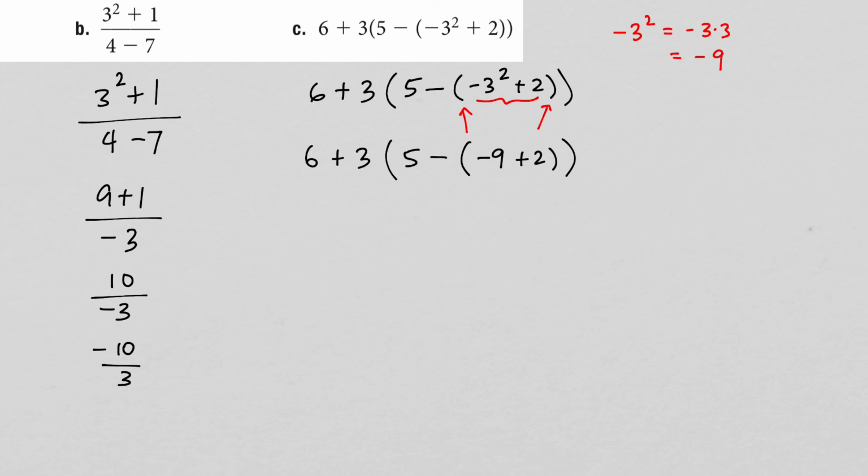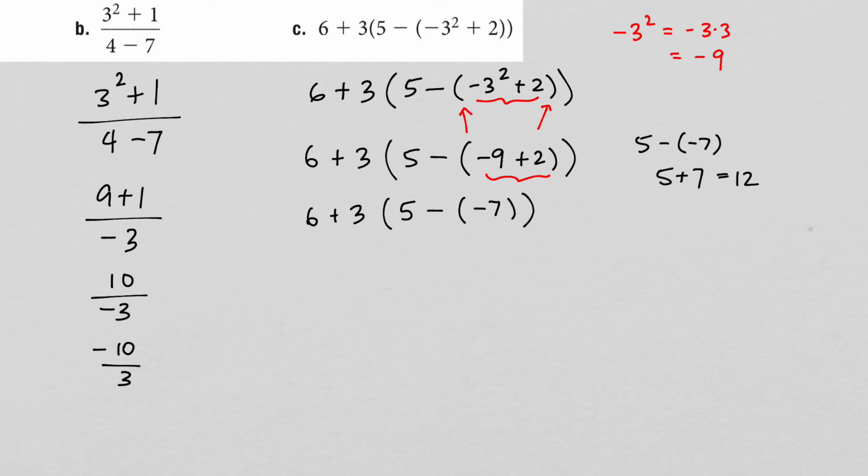Now, I still need to do negative 9 plus 2, which is negative 7. So again, everything else stays the same. And now, this set of parentheses is done. So now I move to the next set of parentheses, which is telling me to now do 5 take away negative 7. Well, remember, 5 take away negative 7 is the same as 5 plus 7, and 5 plus 7 is 12. So this number just becomes 12.